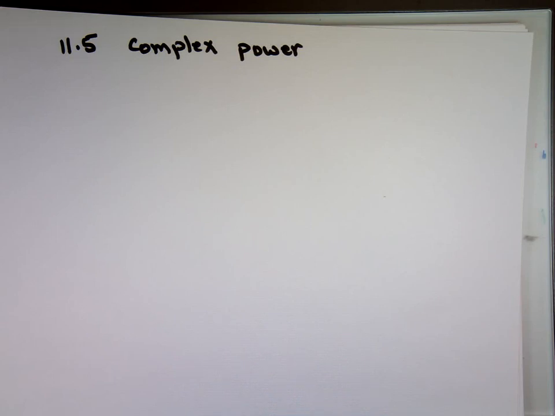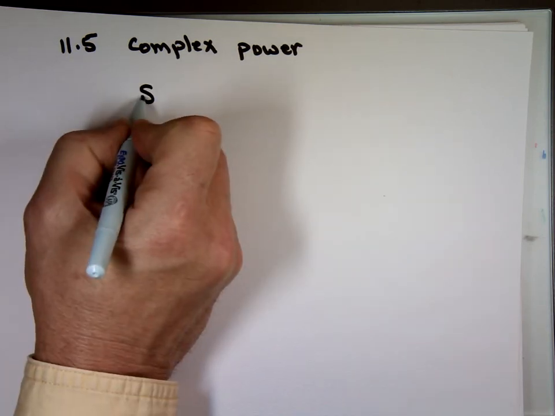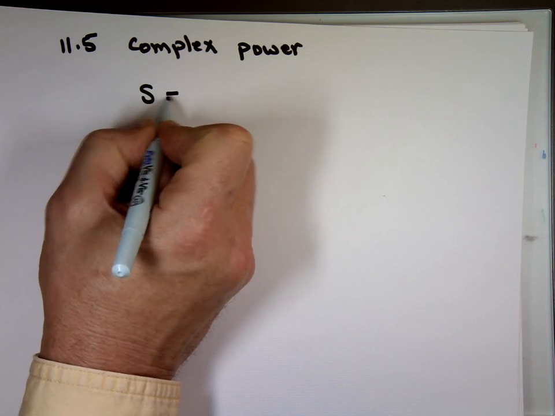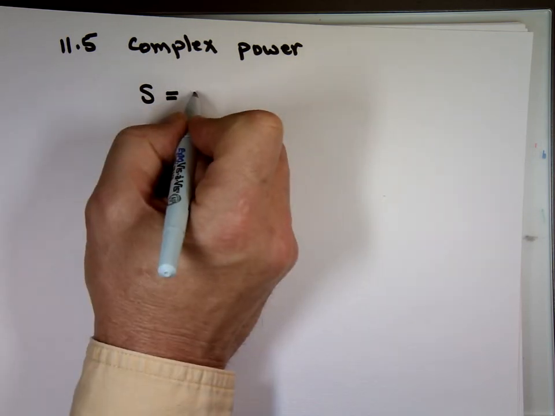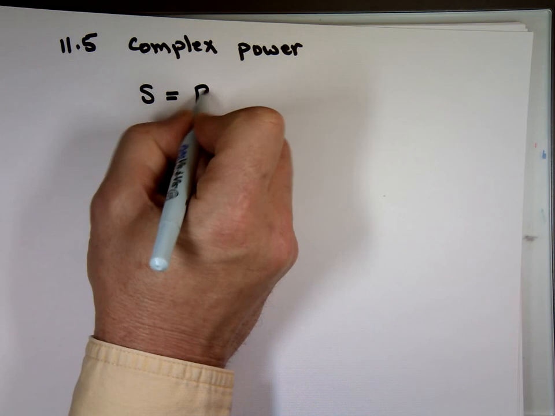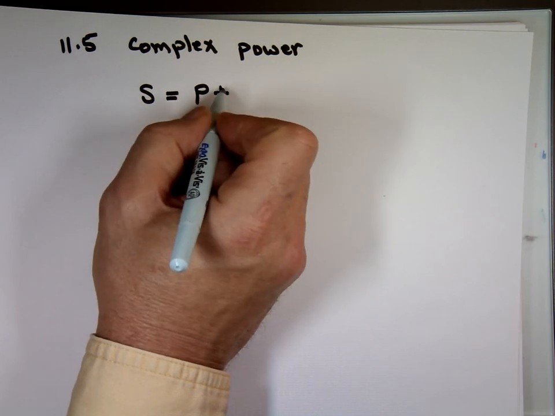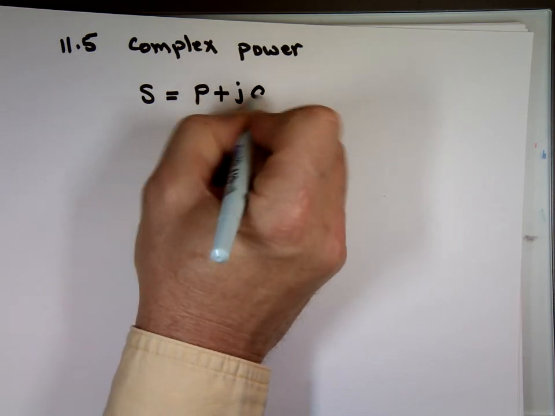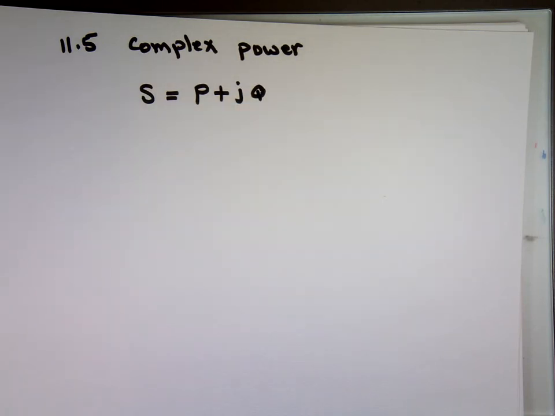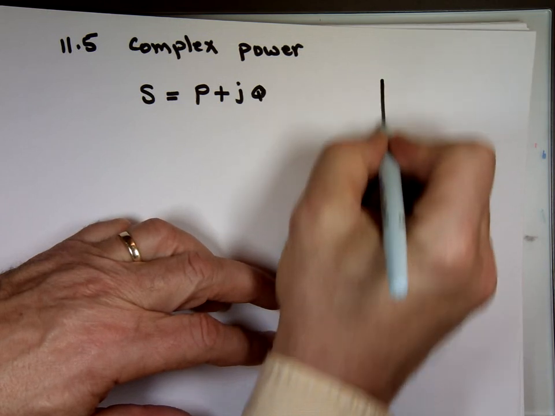Now, let's define complex power, give it the letter S. Well, if it's a complex value, it has a real value, we'll call it P. It has an imaginary value, we'll call it Q. Let's look at it graphically.